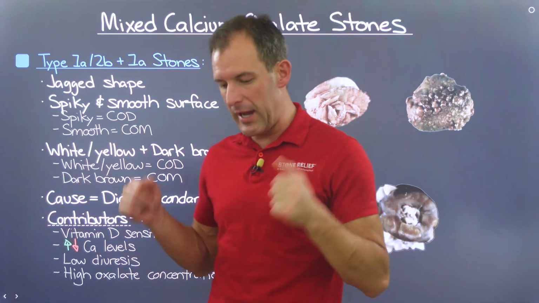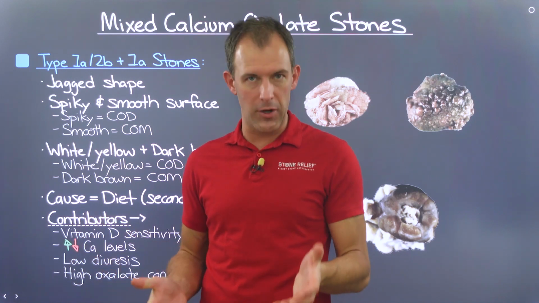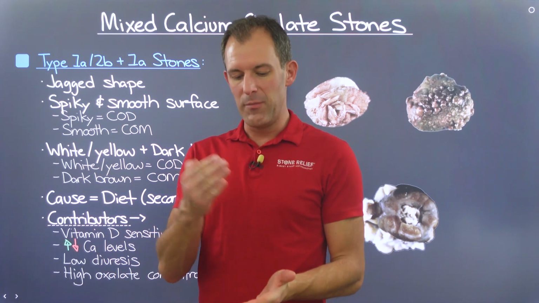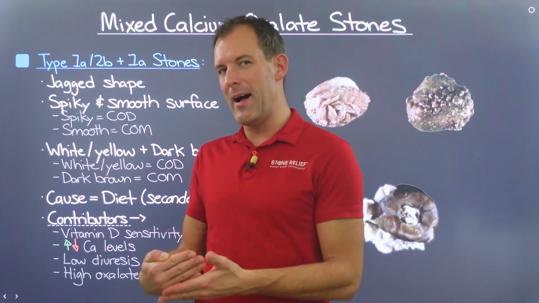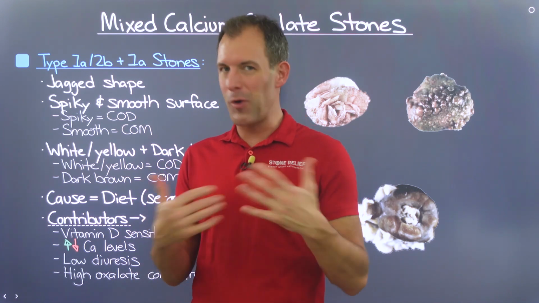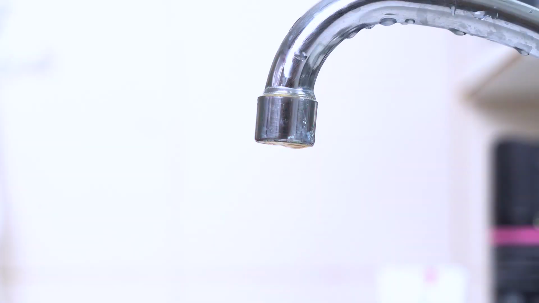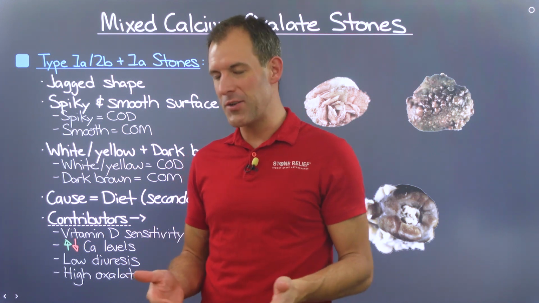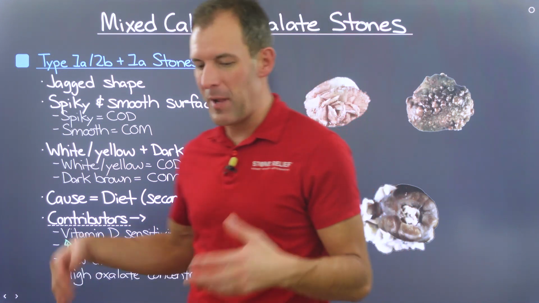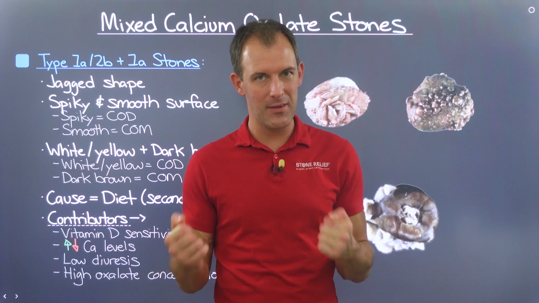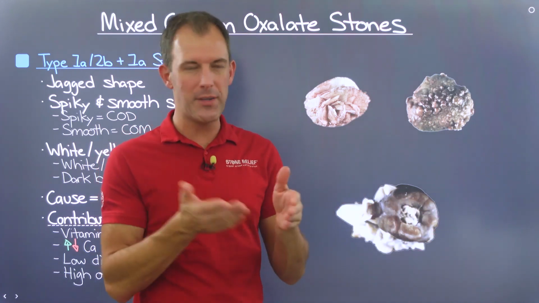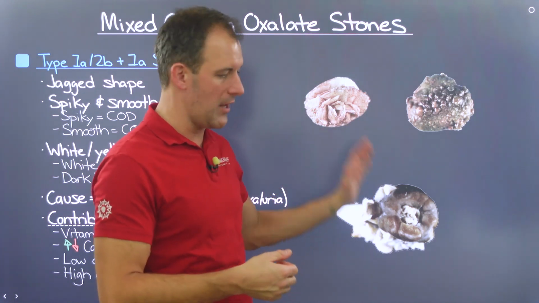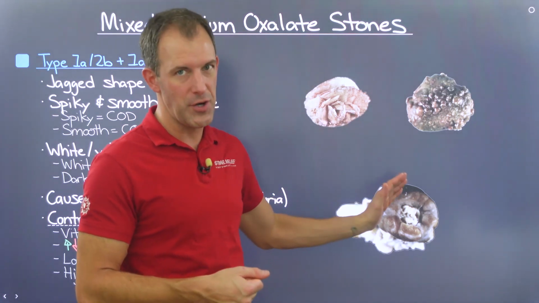Low diuresis, again, is also a consistent factor when it comes to calcium oxalate stones, because the more time you give calcium and oxalate to mingle in your kidney, the more opportunity it has to form. So low passage of urine provides more time and thus more risk for kidney stones. And lastly, this stone type is indicative of high oxalate concentrations in your diet. We talked about the previous stone, which is moderate to high, and now we're looking at a higher concentration of oxalate.